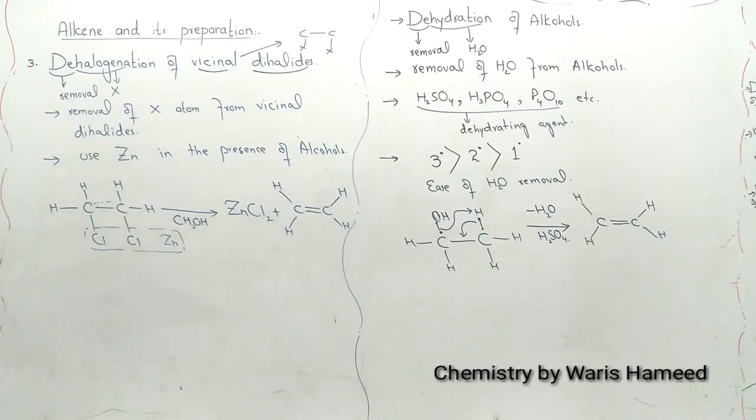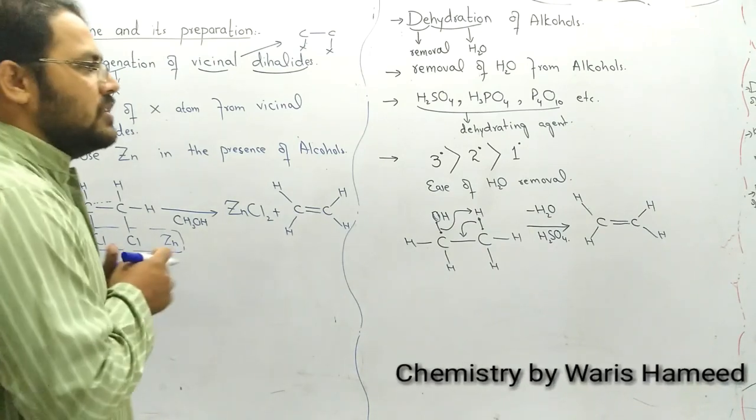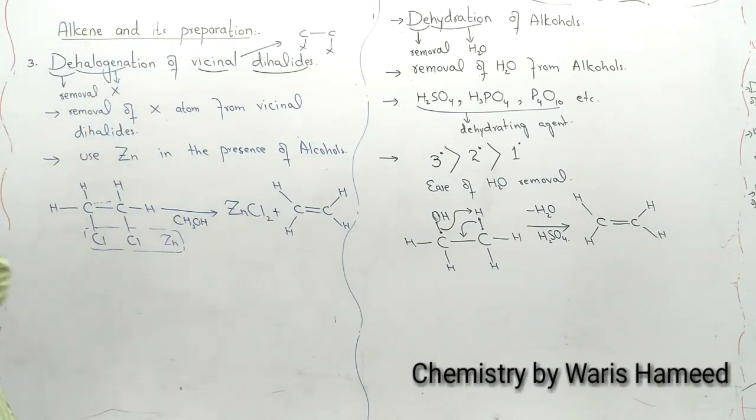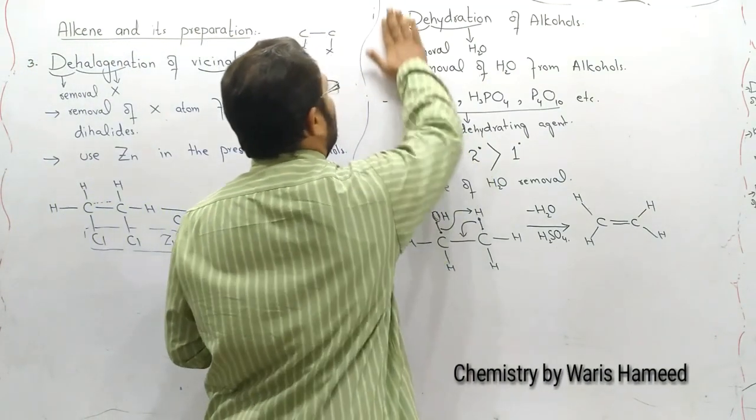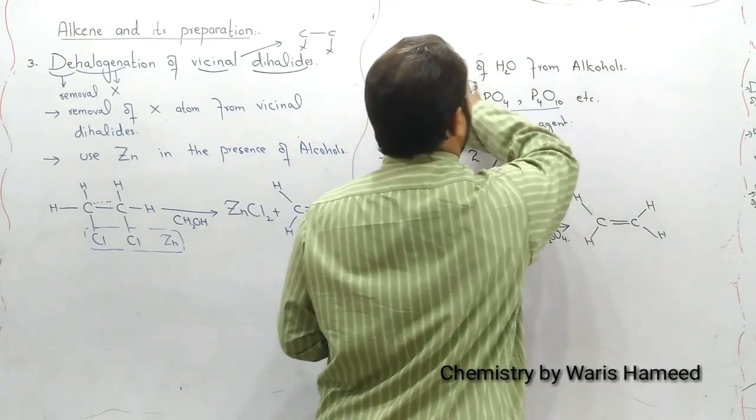The next method of preparation of alkene is Kolbe's electrolytic method. We have already discussed Kolbe's electrolytic method for the preparation of alkene.